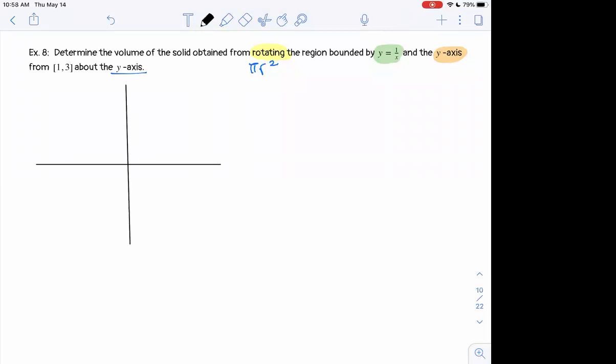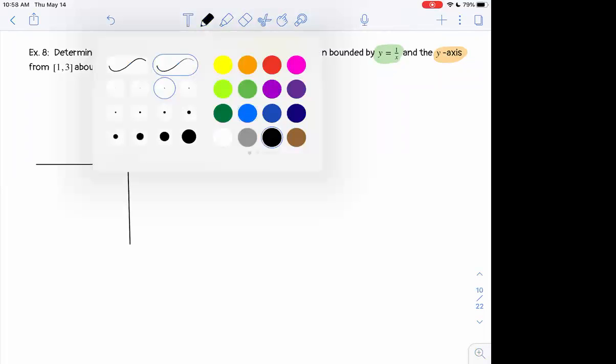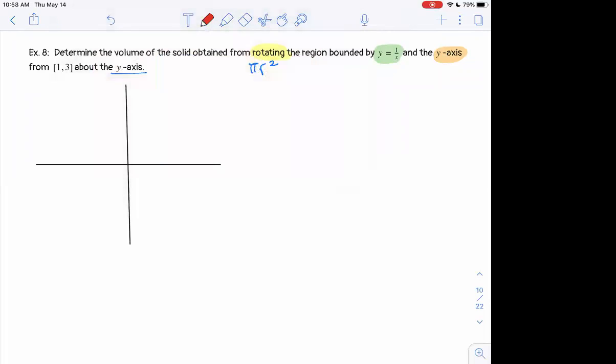Okay. So y equals 1 over x is one of those good functions to know. And that function looks like this. So it has one branch over here, okay? And then it actually has another branch over here. So y equals 1 over x comes in 2 parts. And I'm going to draw in the y-axis. Okay. And then it tells me from 1 to 3.